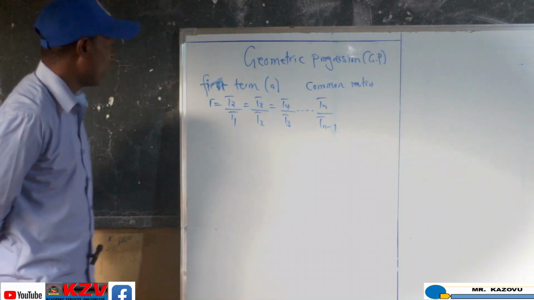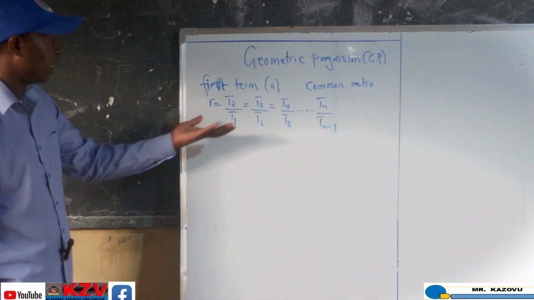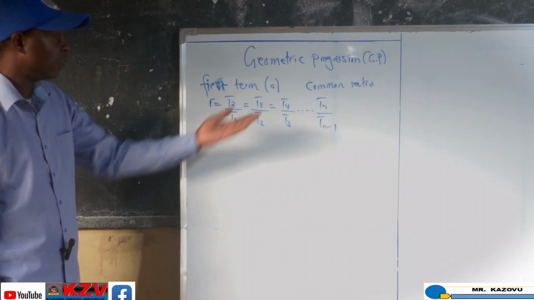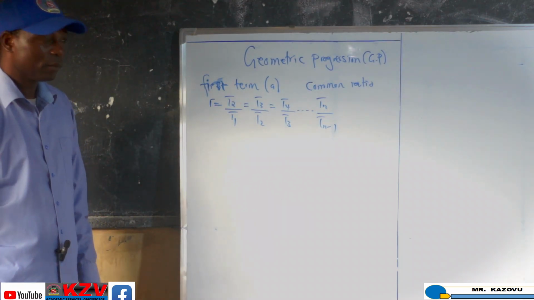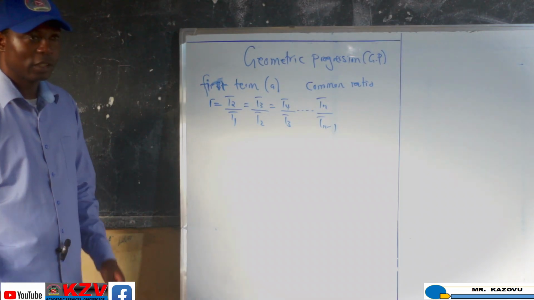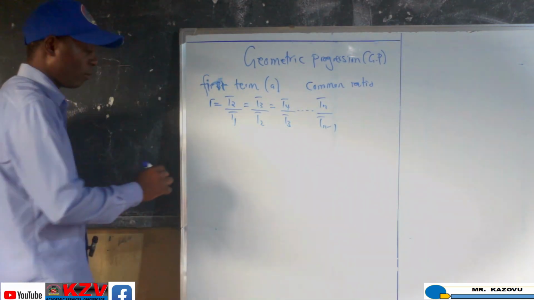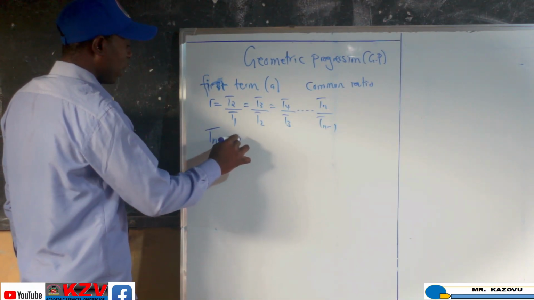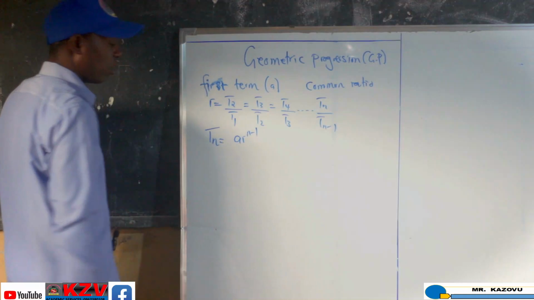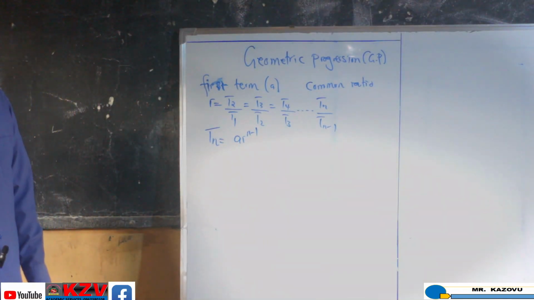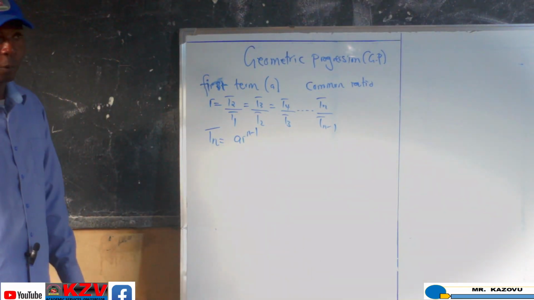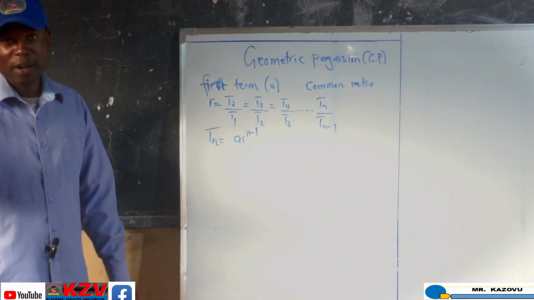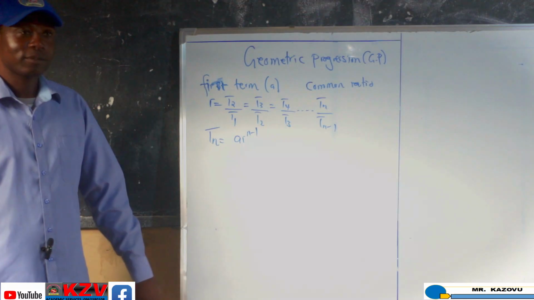So here we have T2 over T1 is equal to T3 over T2, and then T4 over T3, which is equal to Tn over Tn minus 1. So if you are finding the nth term of a GP, Tn is equal to A R to the power n minus 1, where n is a natural number, meaning numbers that are used for counting, like 1, 2, 3, 4, 5, 6, 7, and so on and so forth.